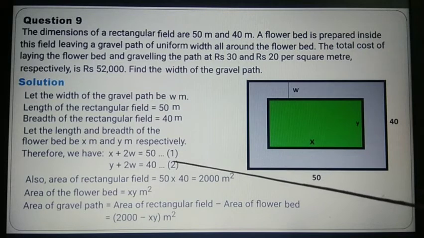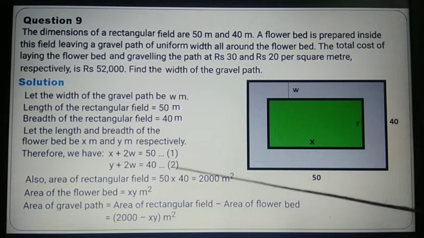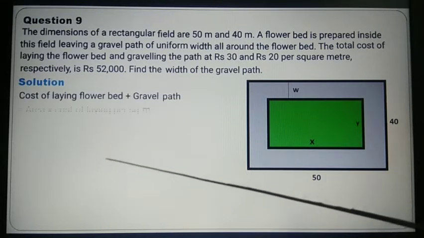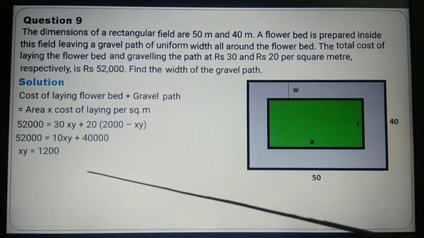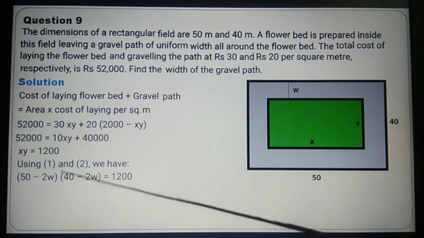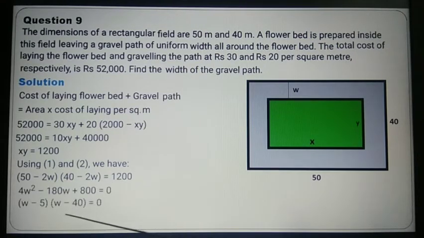This 2w goes over there, so 50 minus 2w. Similarly, y will be equal to 40 minus 2w. Okay, so if I use the values of x and y, then I'm going to have 50 minus 2w instead of x, and instead of y I'm writing 40 minus 2w. Now simplify this and arrive at this particular quadratic equation.